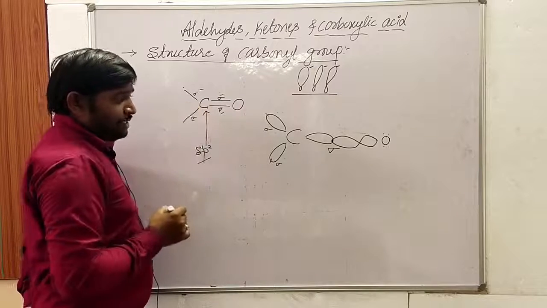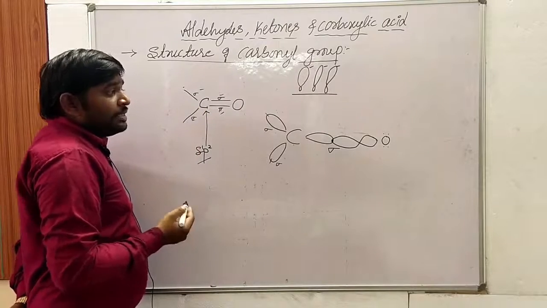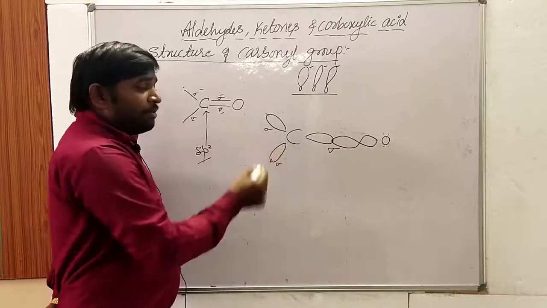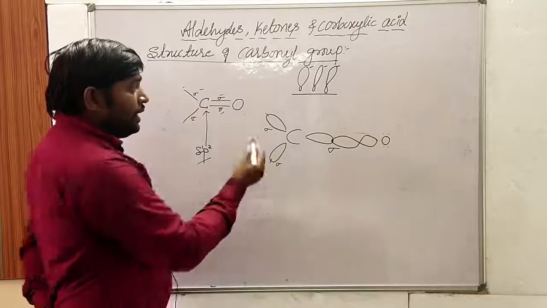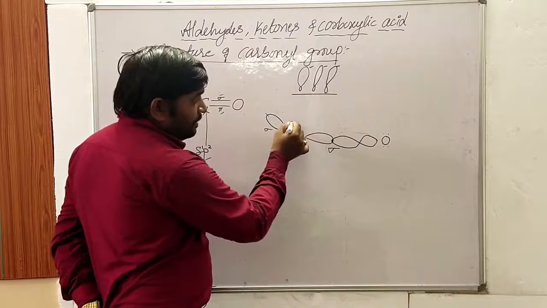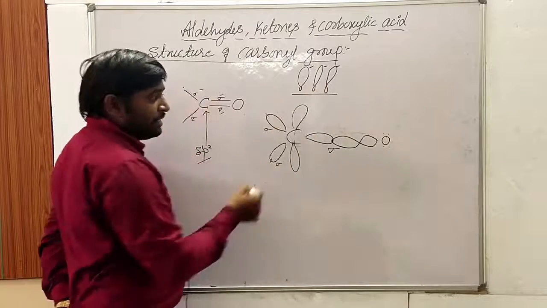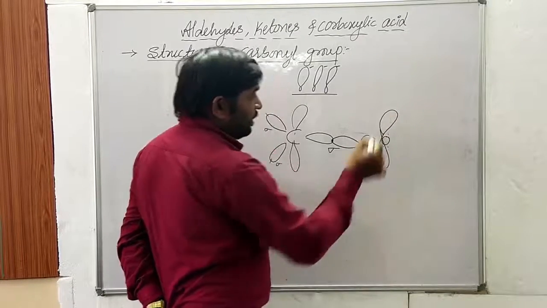One more pi bond is there. That pi bond is formed by the sideways overlapping of the carbon p atomic orbital with the oxygen p atomic orbital. The remaining valency of this carbon is a p atomic orbital, so we can observe a p atomic orbital in carbon, and there is also a p atomic orbital in oxygen.